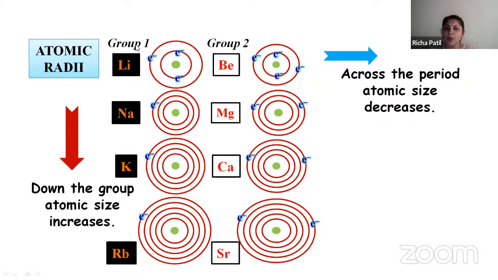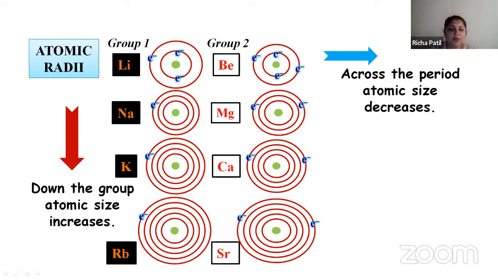This is for your group 1. You can see lithium, sodium, potassium, rubidium, the elements present in group 1. As you go down the group, what will happen to the atomic size? Atomic size will increase. What is the reason? As you go down the group, the atomic number increases, and the number of shells also increases. As a result, the atomic size also increases. Lithium will have the least size.